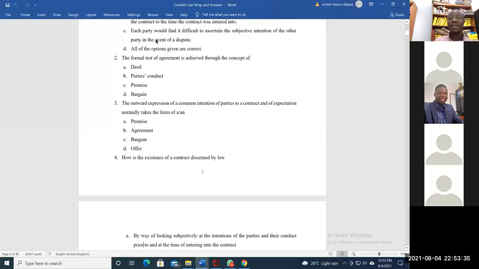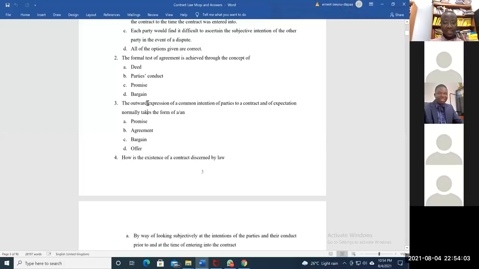So that is the outward expression of the common intention of the parties, where they have reached an agreement. And how do we determine that they've reached agreement? Where we have offer and acceptance, or where we can infer from the conduct of the parties that there is some form of proposal or promise or offer, and the other party has assented to it, either expressly or by conduct.